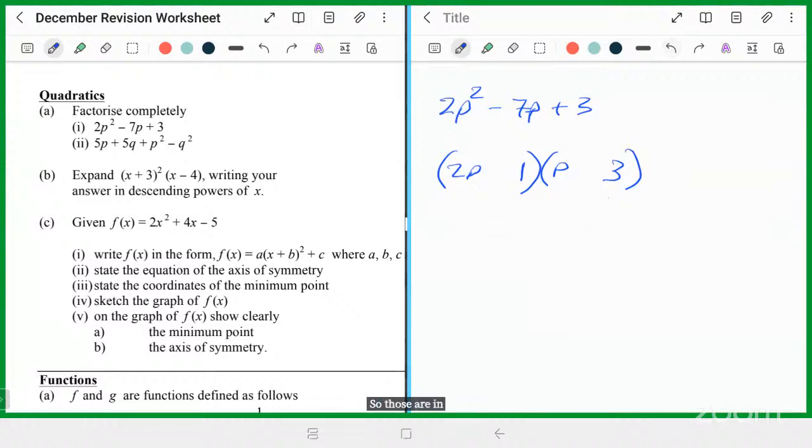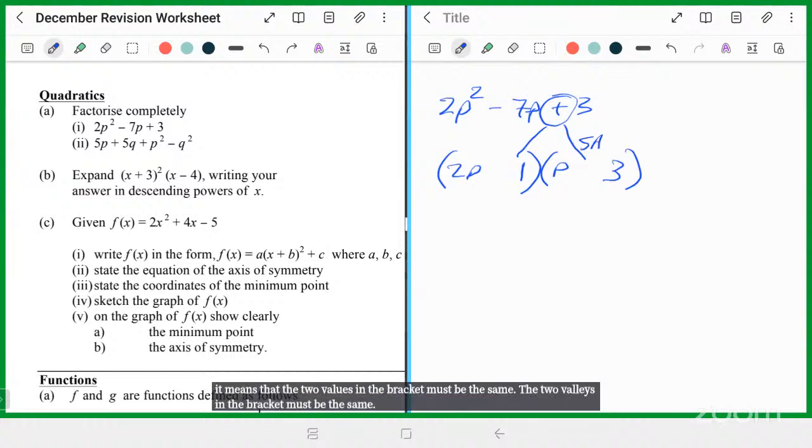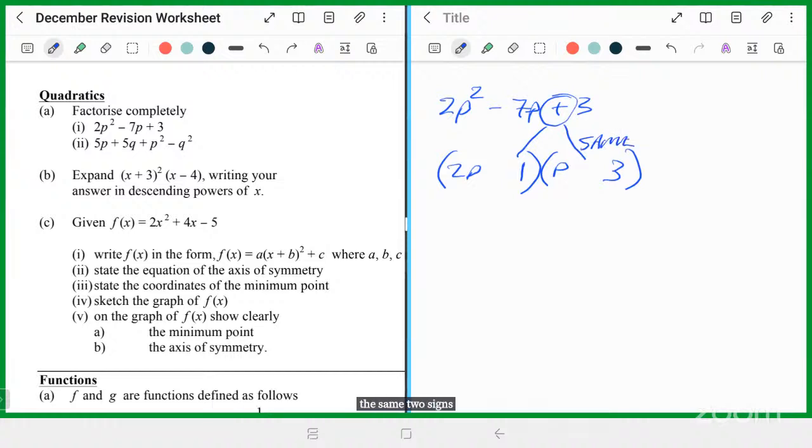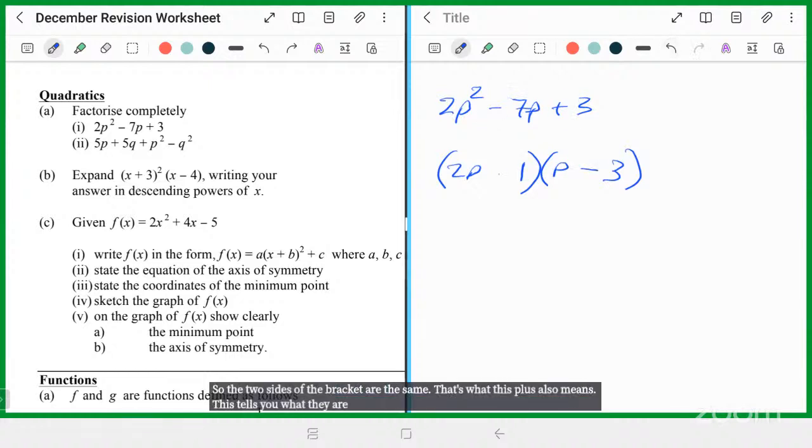Watch this now. This value, because it is a plus, it means that the two values in the bracket must be the same. The two signs in the bracket must be the same sign. And this tells you what they are. They are both negative. So the two signs in the bracket are the same. That's what this plus also means. This tells you what they are. So both of them are negative.